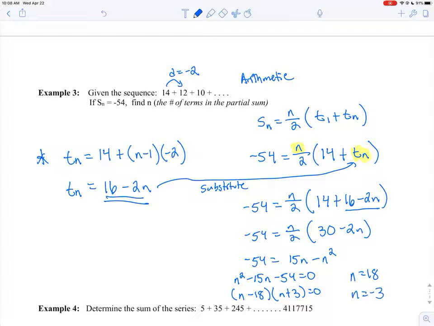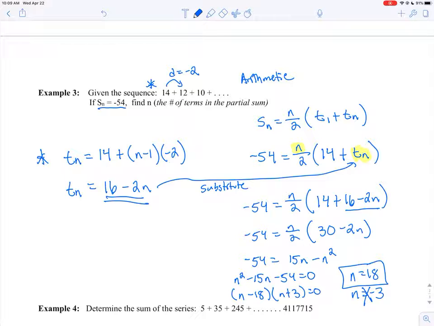Think about what our n is referencing. n is a number of terms. You can't have a negative number of terms, so we can cross out that negative 3, and we get an n value of 18. Let's tie that all back together. That means that if you kept this sequence that we started with, the 14 plus 12 plus 10, that series, and you added up the first 18 terms of that sequence, the sum of all of that would come out to be a negative 54.